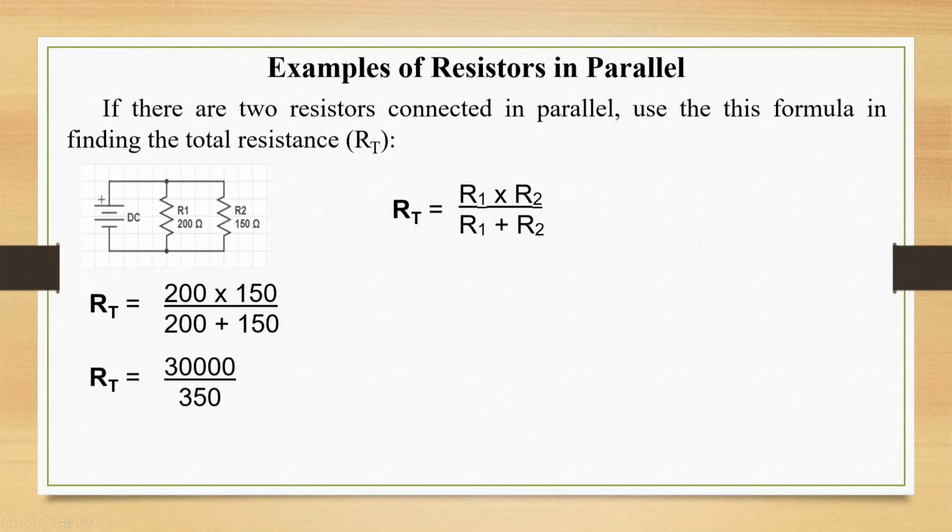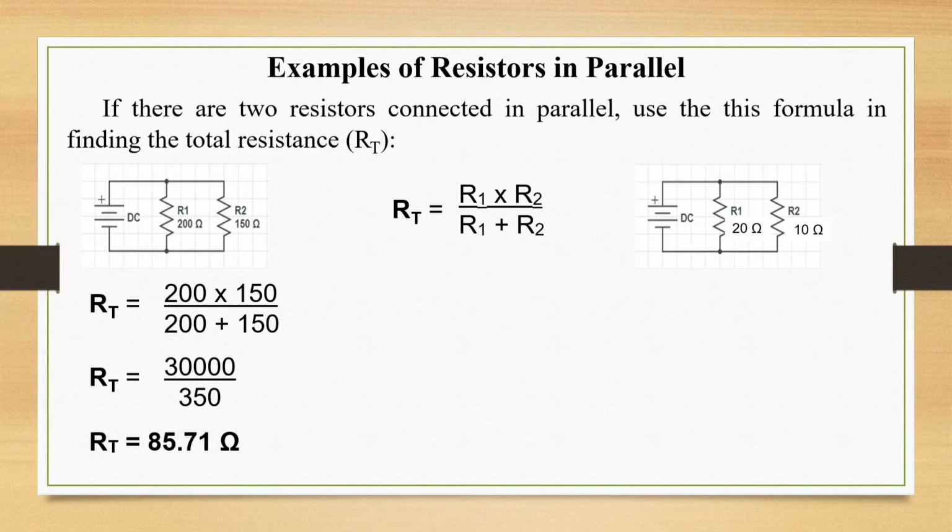And then we will have 30,000. 200 times 150 is equal to 30,000. And then 200 plus 150 is equal to 350. Then you're going to divide 30,000 by 350. We will get 85.71 ohms. So the total resistance is equal to 85.71 ohms. Let's have another example.